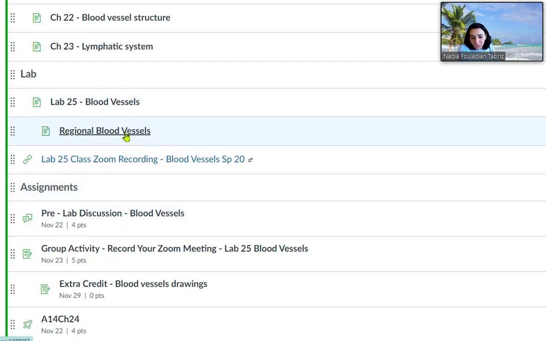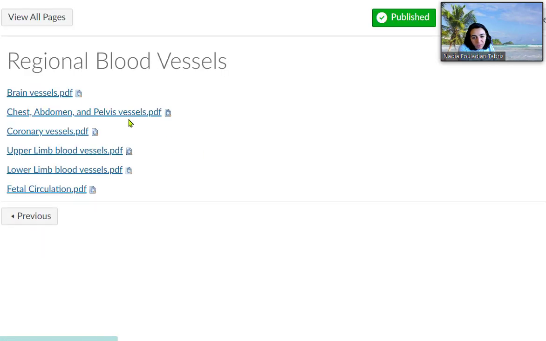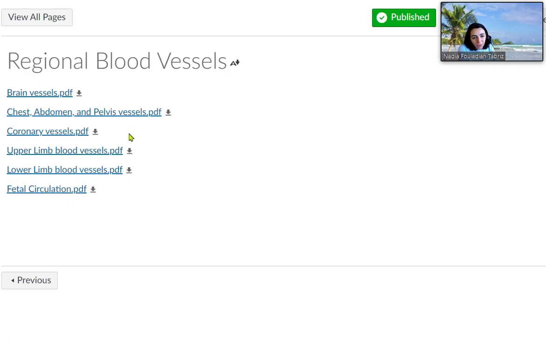Alright, so here, this is the one that I told you. I put the blood vessels region by region in the PowerPoint that you have: the brain, chest, abdomen and pelvis, coronary vessels, the vessels that you already had for the heart. This is a good place to review them. Upper limb and lower limb and the fetal circulation.